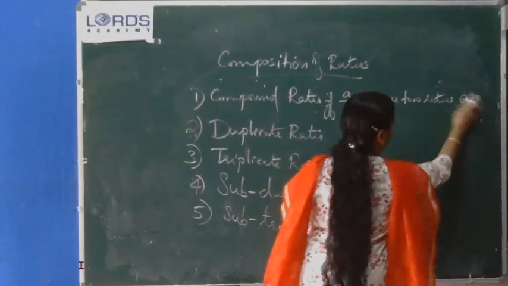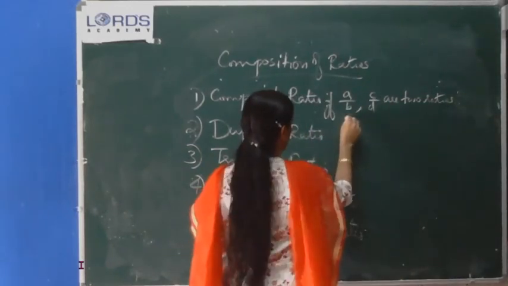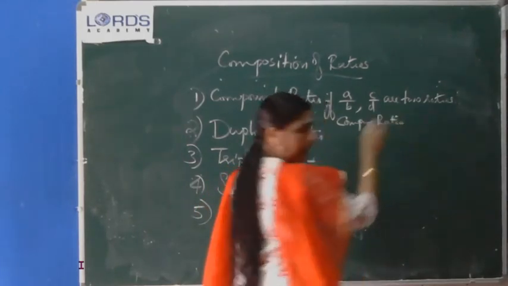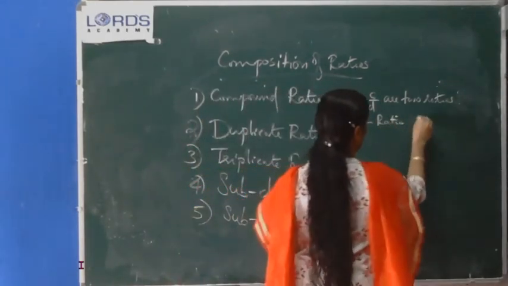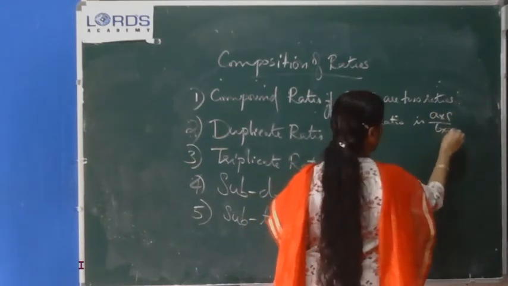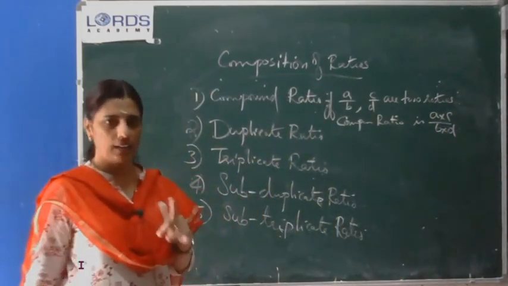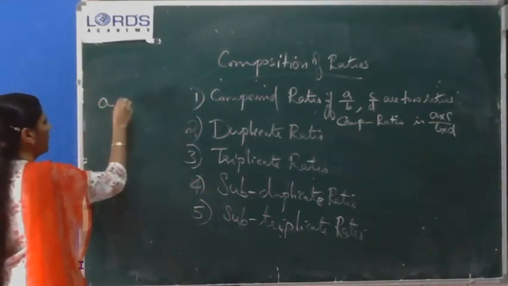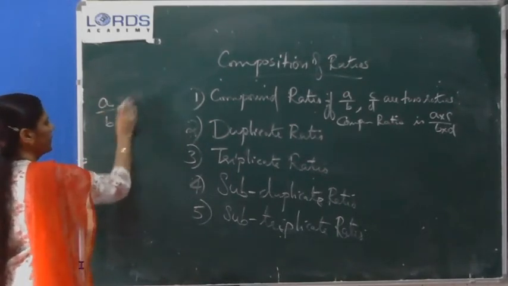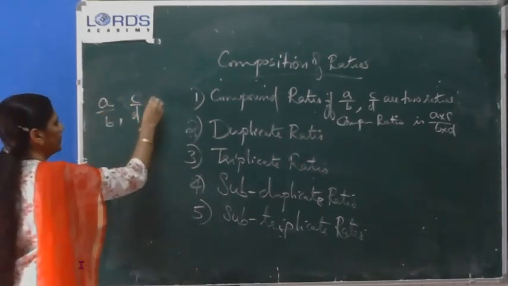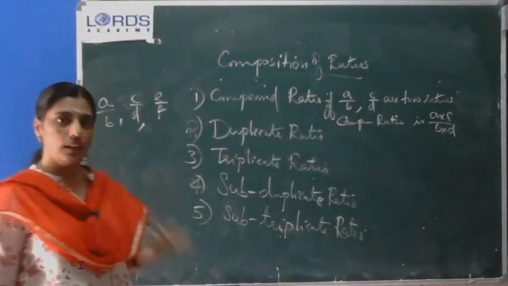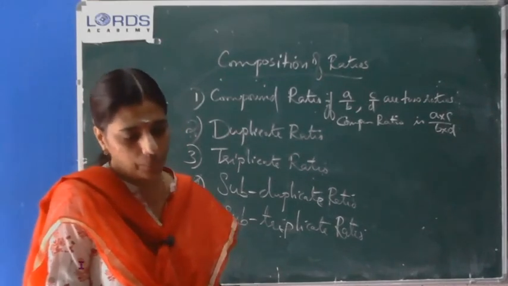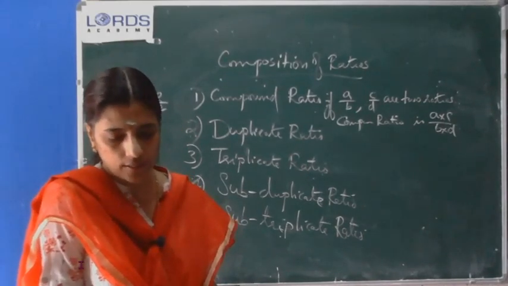I will write, compound ratio is A into C by B into D. Now, let me ask one question to you. If A by B, C by D, E by F are three ratios, what will be their compound ratio? Who will tell what will be their compound ratio? Alex is there? Alex?